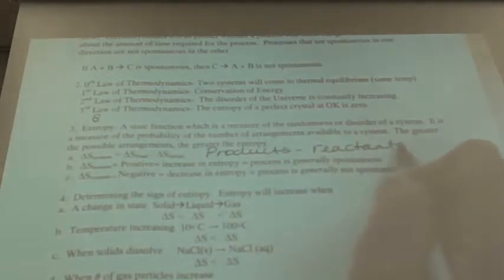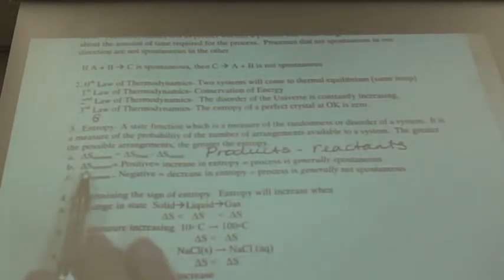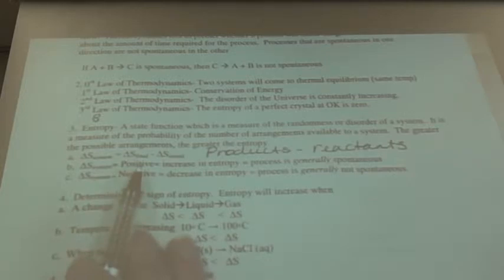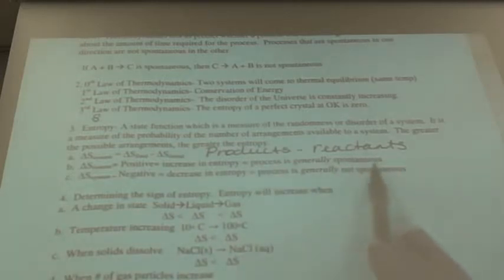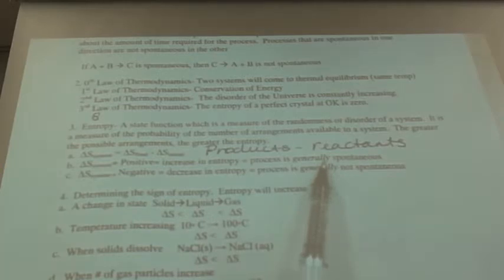Okay, so if we're talking about a system, and we would like to know the entropy of the system, it is the final minus the initial. That's still products minus reactants. Products minus reactants again. Now, if you've determined that the change in entropy of the system is positive, that's an increase in entropy, and that is generally spontaneous because the disorder of the universe is constantly increasing. Increase in entropy, increase in disorder, the universe wants that to happen.